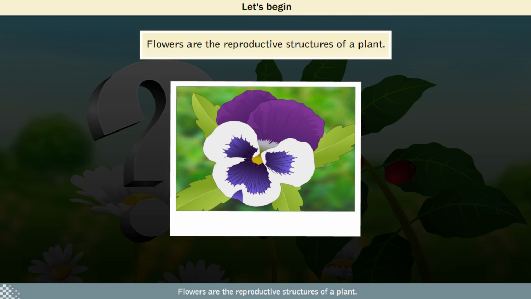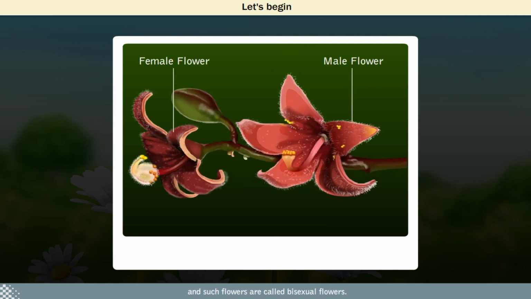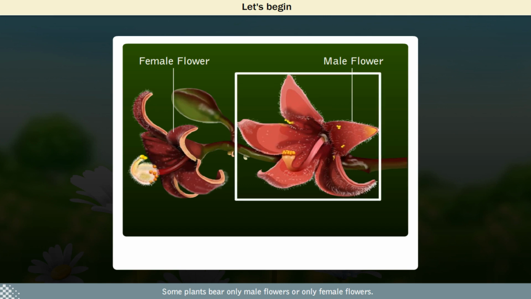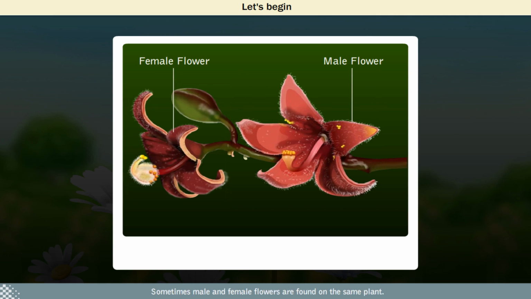Flowers are the reproductive structures of a plant. They help the plant reproduce sexually. Flowers contain the male and female reproductive structures. In some flowers, both male and female reproductive structures are found in the same flower, and such flowers are called bisexual flowers. Some plants bear only male flowers or only female flowers. Sometimes male and female flowers are found on the same plant. These are unisexual flowers.